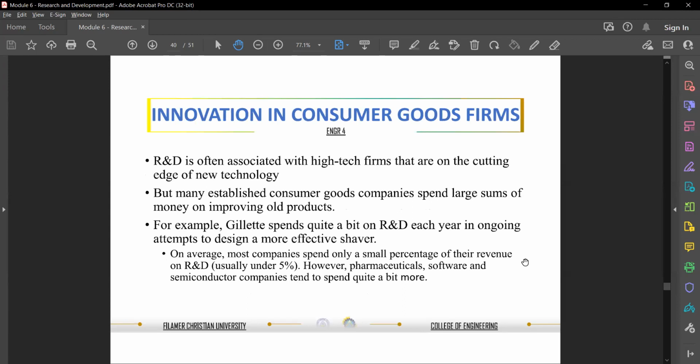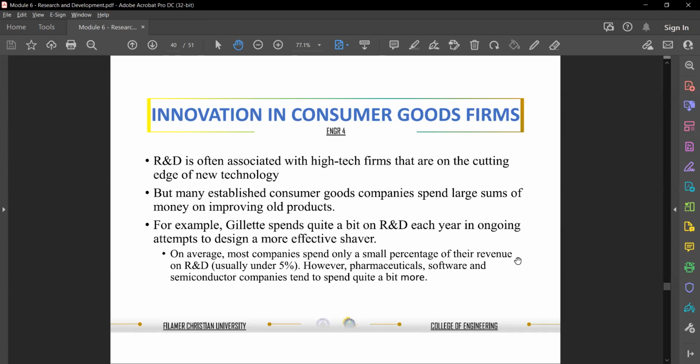So innovation in consumer good firms. So R&D is often associated with high-tech firms that are on the cutting edge of new technology. But many established consumer goods companies spend large sums of money on improving old products. Parang ayaw nila yung bago. Diba? Just like soft drink. Yung Coke, Coke pa rin mula noon. Diba? Yung Pepsi, Pepsi pa rin mula noon.